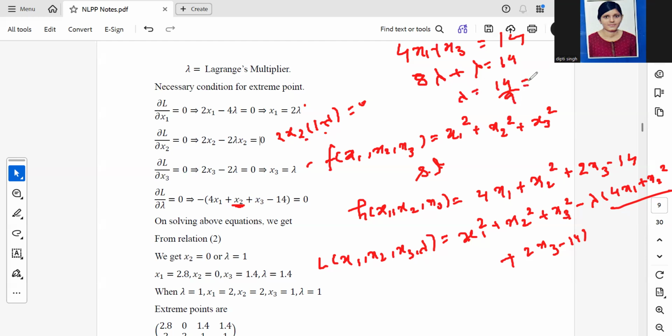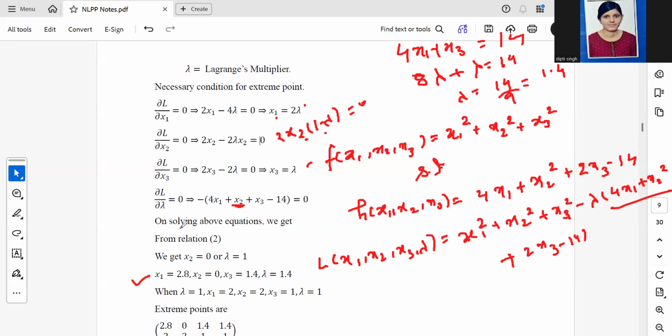So we can solve it and take lambda as 1.4. Now that we have the value of lambda, we can easily find the values of x1 and x3. So we get the extreme point x1 equal to 2.8, x2 is 0, and x3 is 1.4, and lambda is also 1.4.